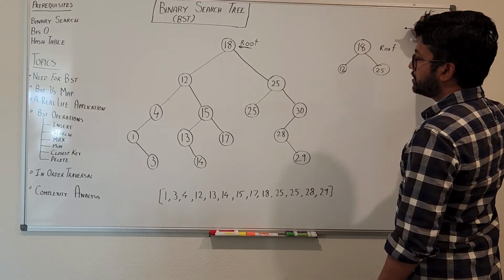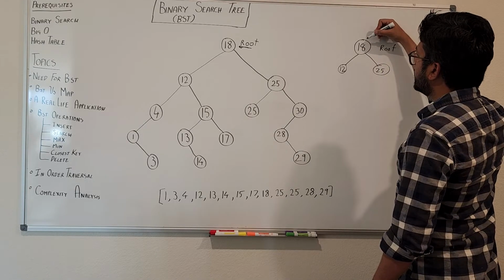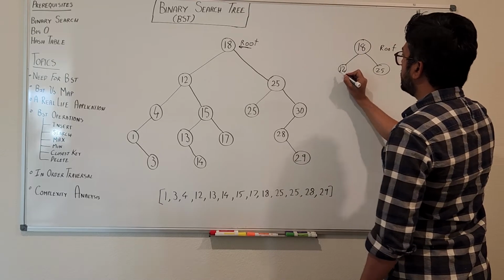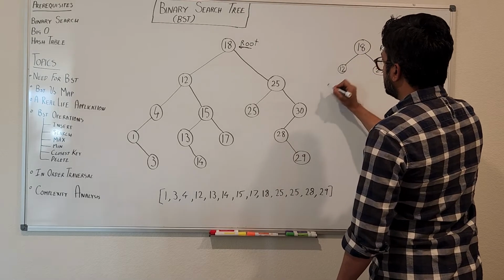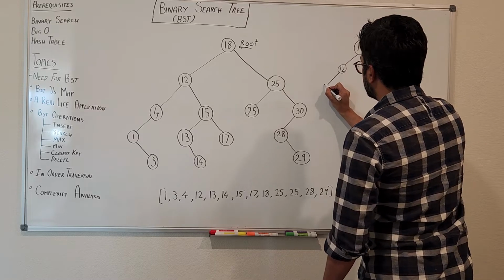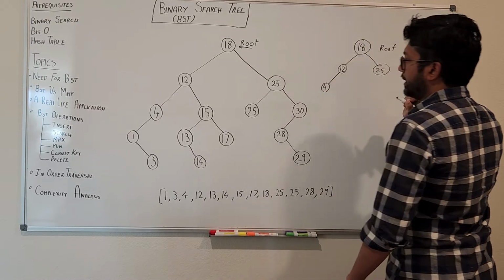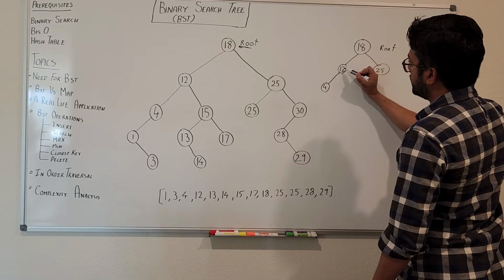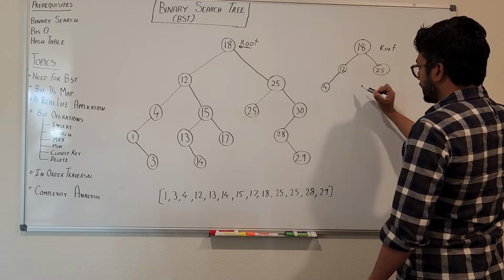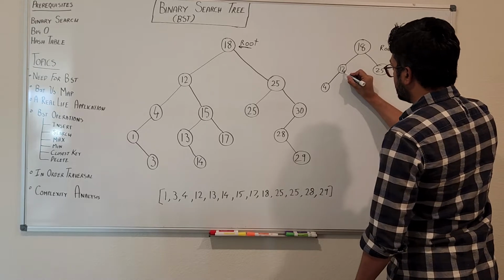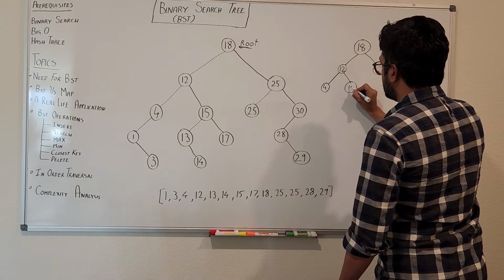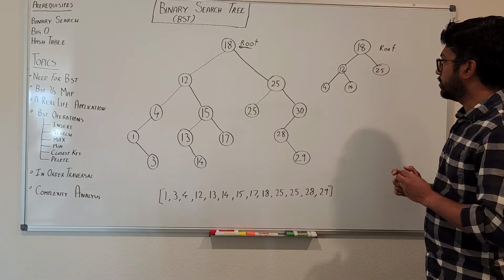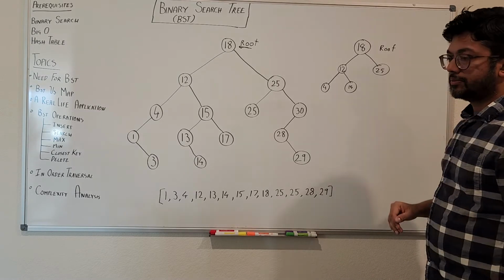Again next item comes, 4. Compare it with 18, smaller, 4 will go to the left. Compared to 12, smaller, 4 will go to the left, and here no more left child, so I'll add here as 4. Next item I get 15, compare, smaller than 18 goes to the left. Compared to 12, it's bigger, go to right. Now there is no more right child here, I'll create a right child, 15. So insert is pretty simple and straightforward. You just compare and go left, right.